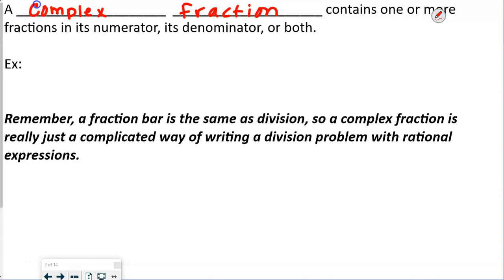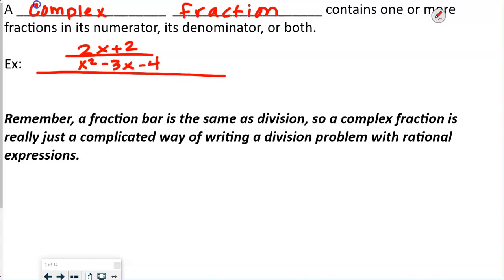I'm going to basically show y'all an example of what I'm referring to here. For example, if I have 2x plus 2 over x squared minus 3x minus 4, and then I take all of that and put it over another fraction, like 4x minus 8 over x minus 4, this is what we call a complex fraction, right?